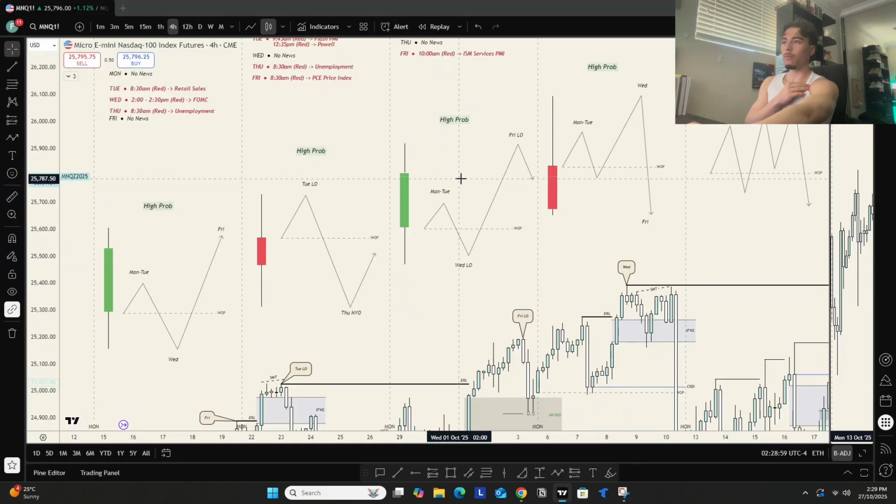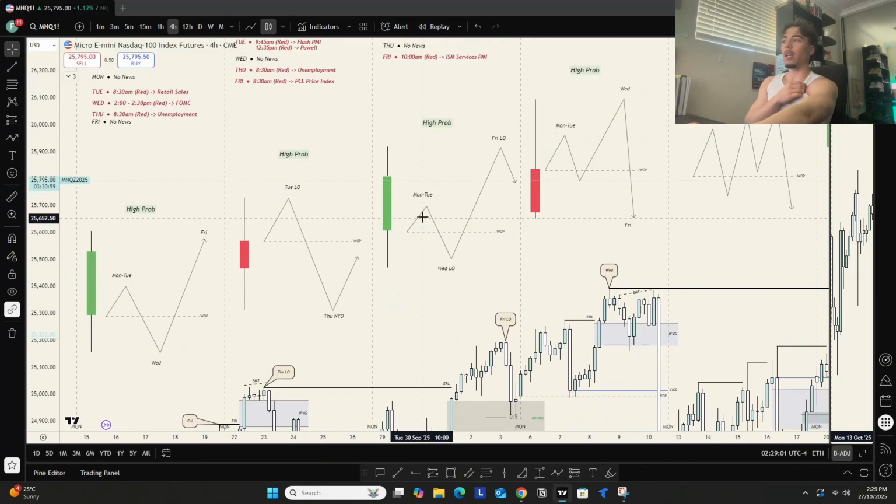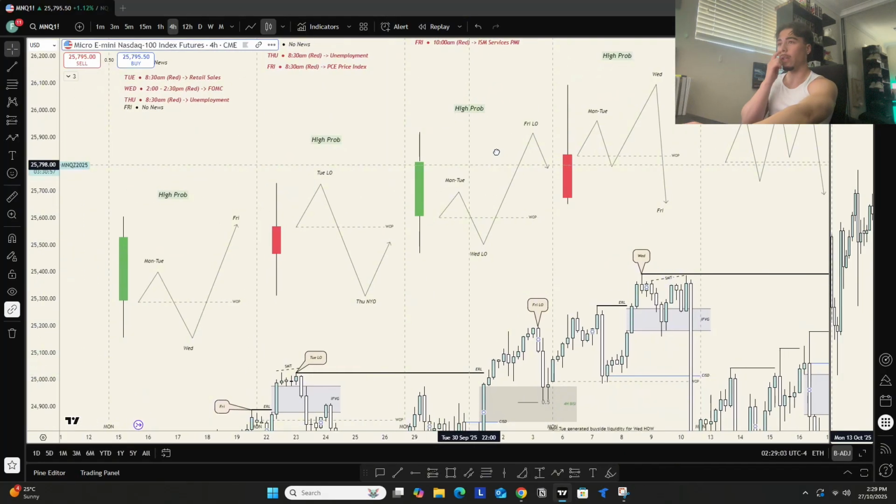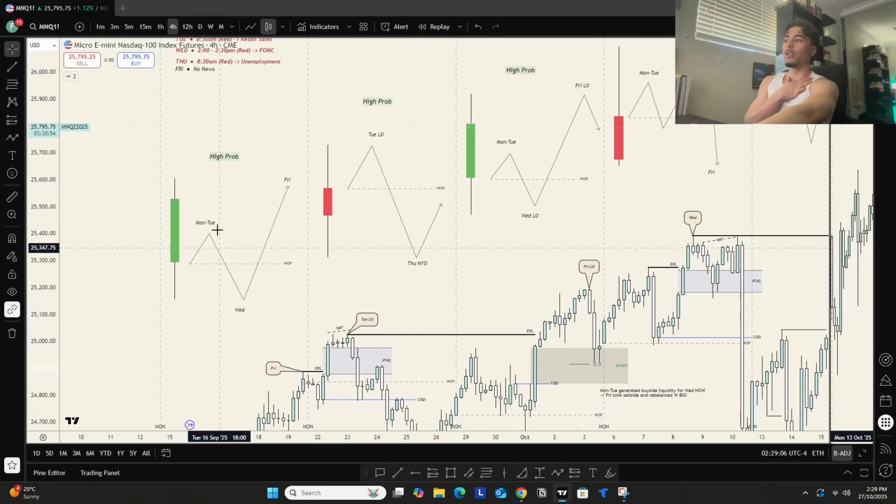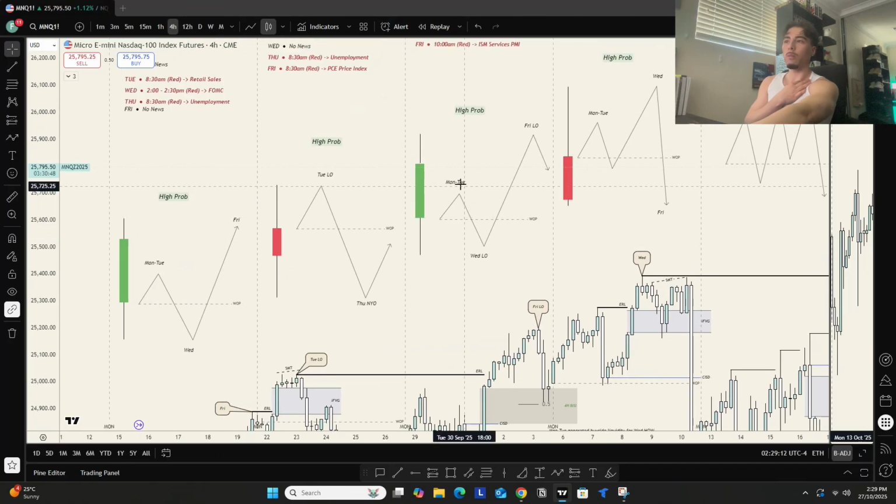What we can see is this one played out similar to this week over here, pretty much exactly. You can see Monday and Tuesday just formed a consolidation range. Wednesday purged the low, and then into Friday. Monday, Tuesday formed a consolidation range.